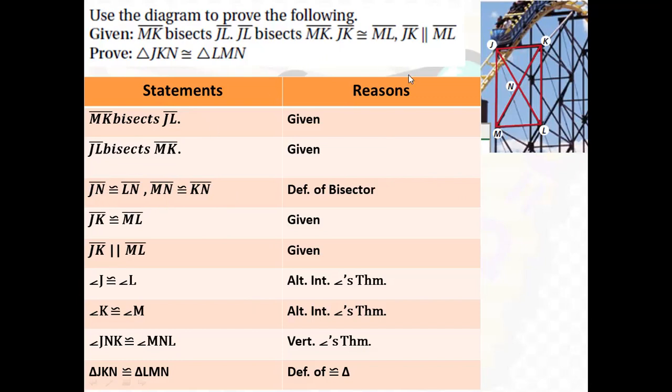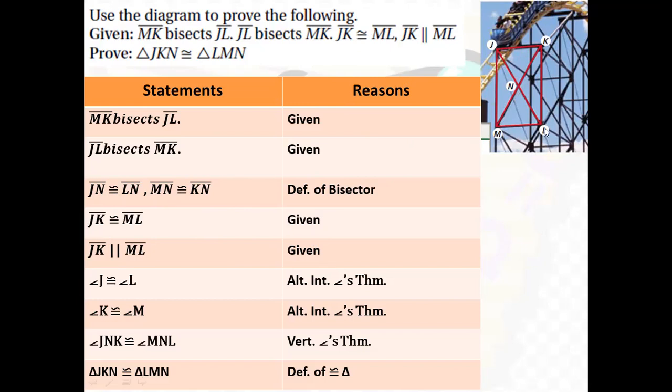Now, take the next information which they have given. What have they given? JK is congruent to ML. They also said JK is parallel to ML. So we could write those two statements and say that they are already given in the question. We are done with all the lines. We finished this line, this line, this line, as well as this line.